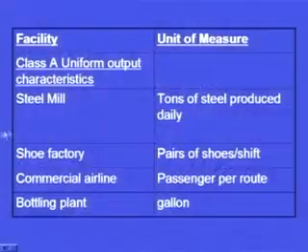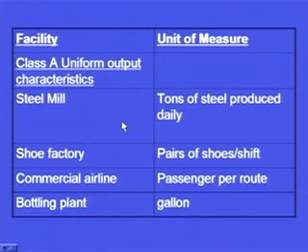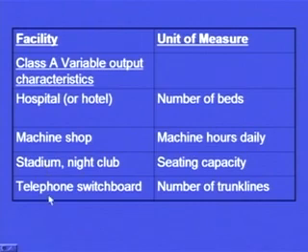So in this particular slide, we have seen uniform output characteristics, which means that the output is uniform. In the next slide, we will see the variable output characteristics. Now the facilities here are hospital, machine shop, stadium, telephone switchboard, and variable output characteristics are there. So the unit of measure in case of a hospital or a hotel is the number of beds. This I have already told you in one of the previous examples in which we were seeing the input measures of capacity and the output measures of capacity.